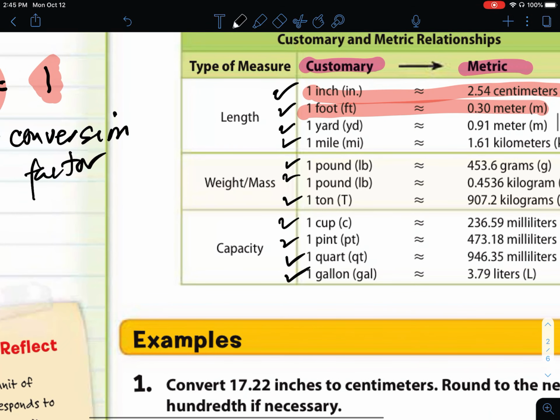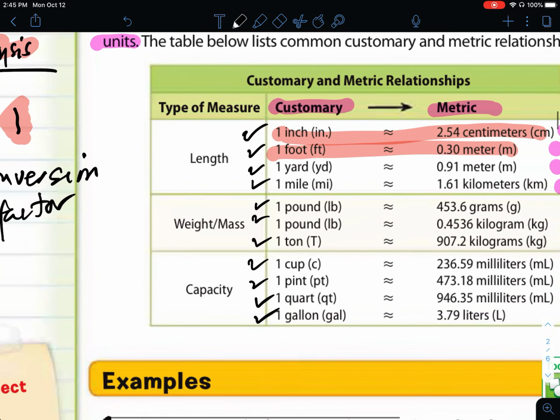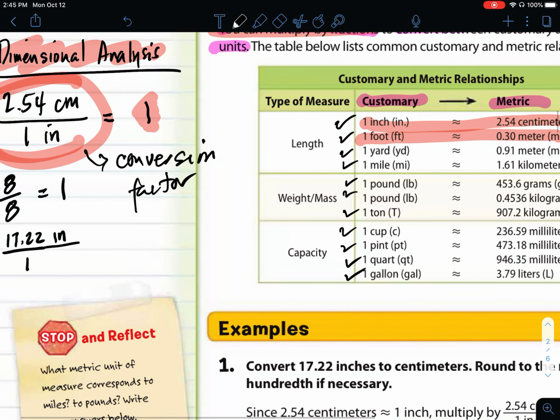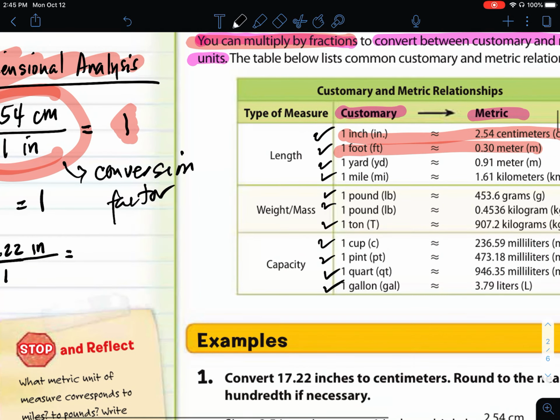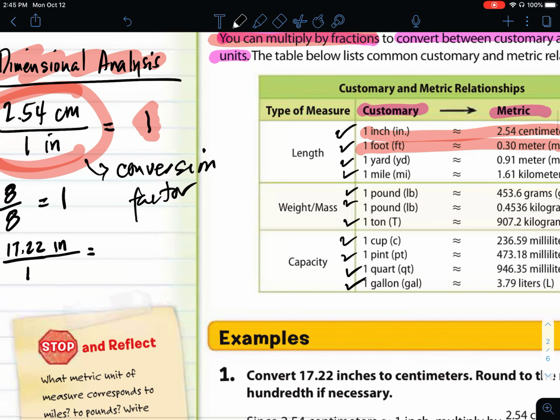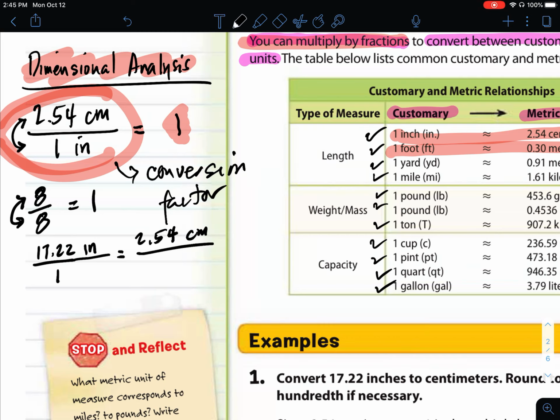So we want to convert it into centimeters. We know that 1 inch is equal to 2.54 centimeters. So I'm going to write 2.54 centimeters here over 1 inch.